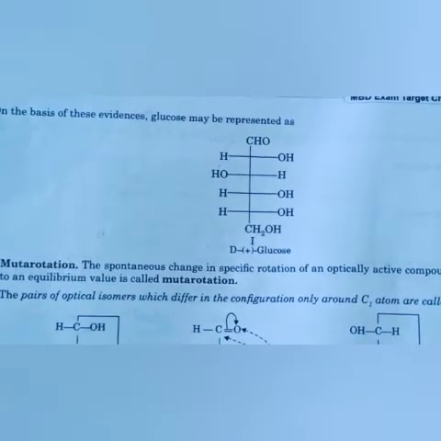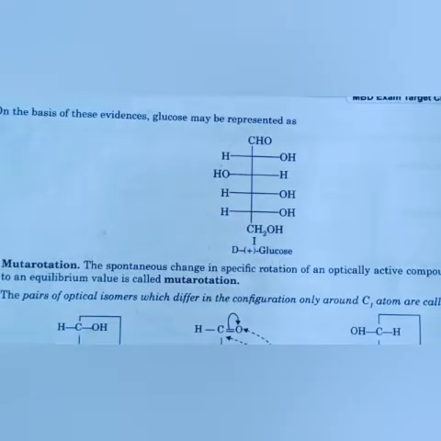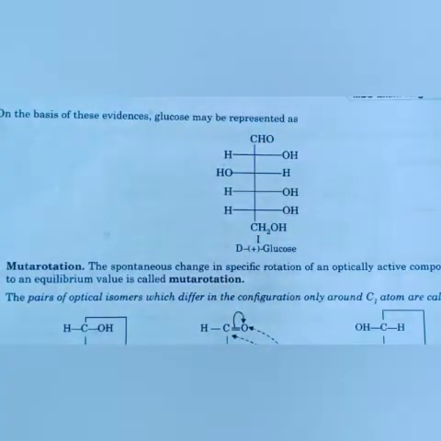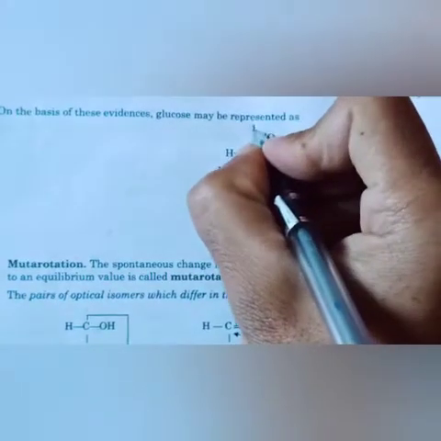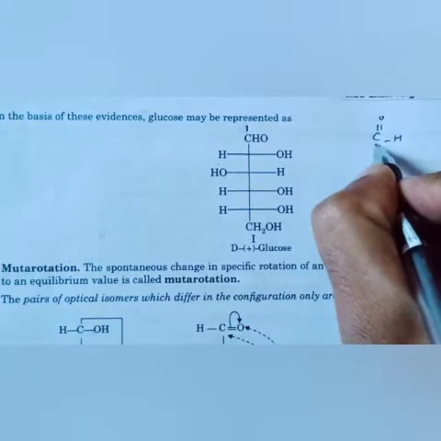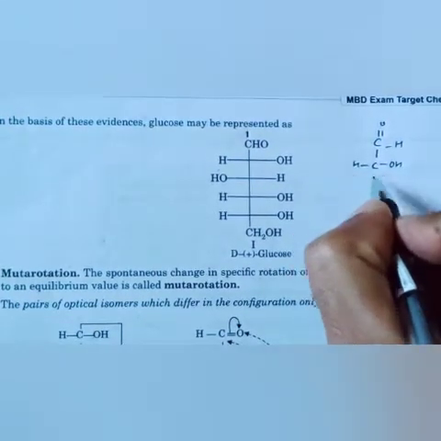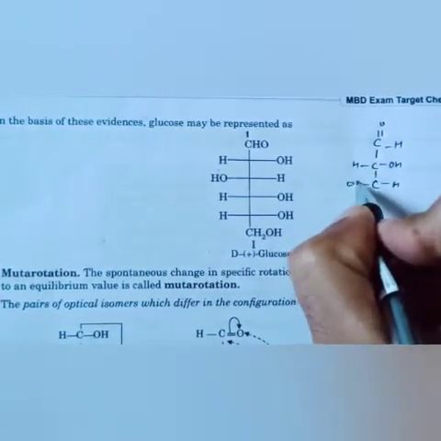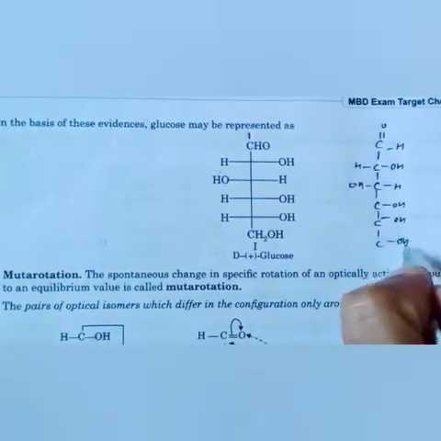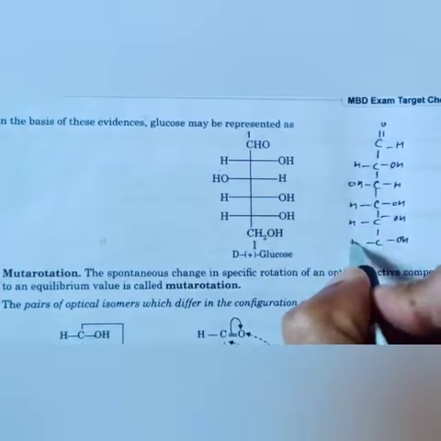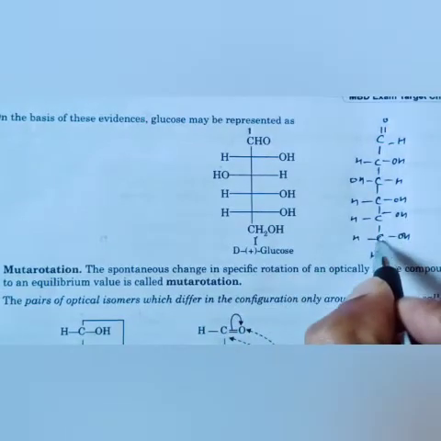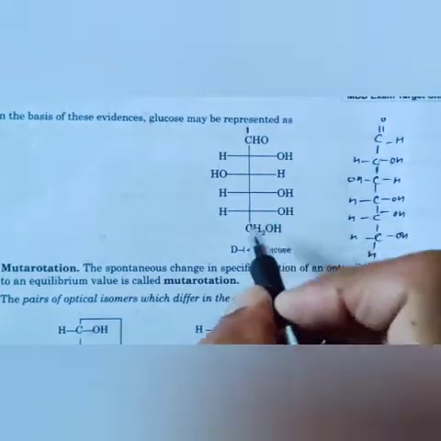Now this is the same structure, dear students, which I have just told you how to draw. You can see the first carbon has CHO. If I draw this open, it is like this way: CHO, then CHOH, CHOH, CHOH, CHOH, and CH2OH. This is called CH2OH because in this carbon there are only 2 hydrogens, while the rest of the carbons have 1 hydrogen. So this is like this.